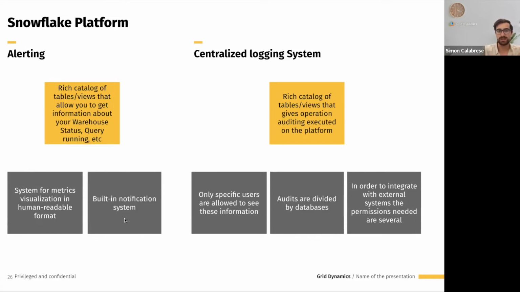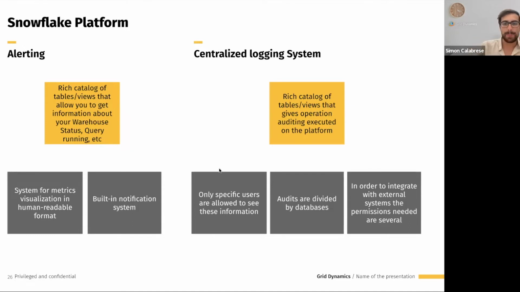And as I said, there are no built-in notification systems. For example, if we want to have an alert if a Snowflake task failed to run, we need to create an on-failure callback. Let's say that we are in Azure, that triggers an Azure function, and this Azure function will send us the notification. Same for AWS, you can use Lambdas.